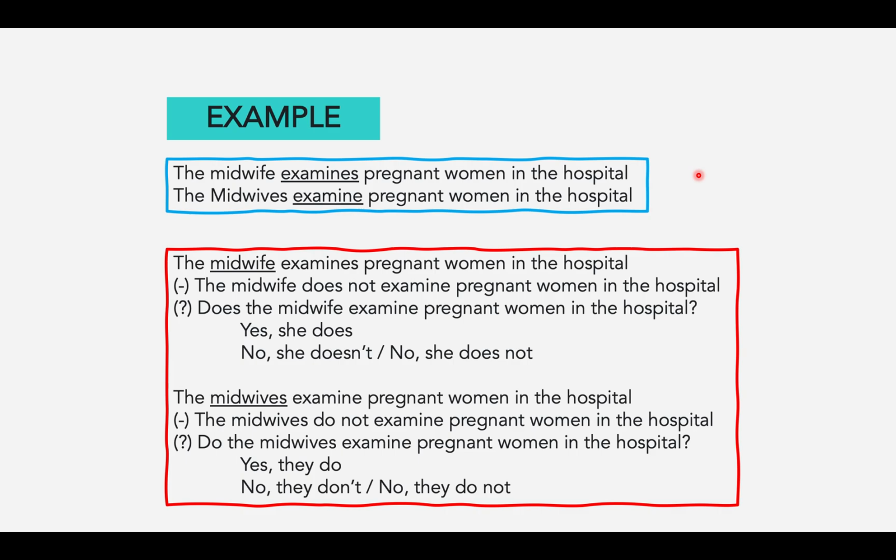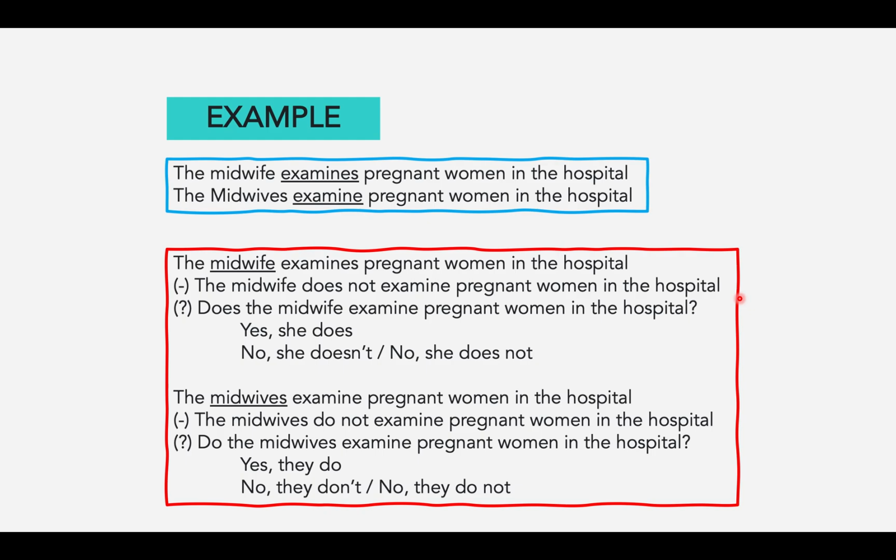Now, what if we want to change the sentence to be negative? When we want to change the example to be negative, we have to put not, of course, because this is the indicator of a negative sentence. And when the verb has s, we have to put does here. So I will read for you. The midwife doesn't examine pregnant woman in the hospital.